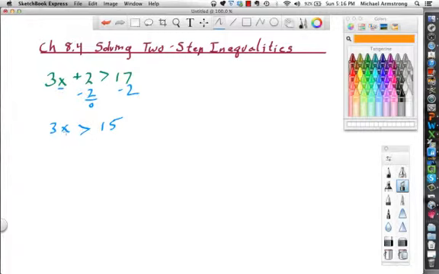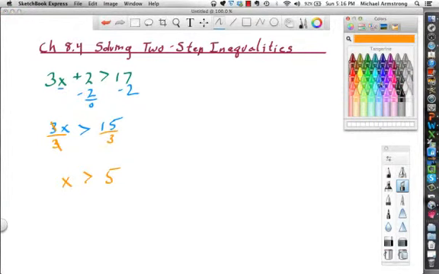So 3 times x, and we can already kind of guess that x is probably 5. Whatever x is has to be greater than 5, but we'll figure that out. So we're going to divide both sides by 3. And this simplifies down to just 1x, just x. X is greater than 15 thirds, which is 5. So x has to be greater than 5.